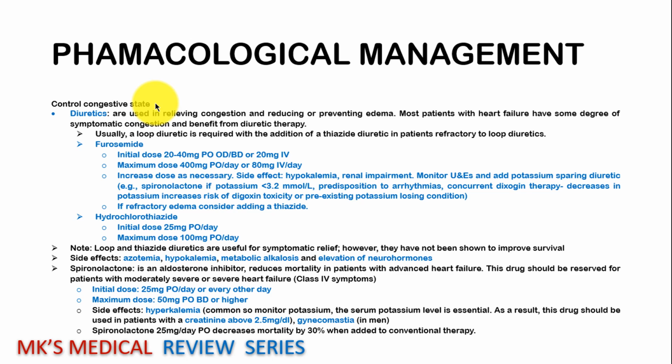You may have some side effects such as hypokalemia, so monitor your electrolytes, and renal impairment. You also want to add a potassium-sparing diuretic such as spironolactone if the potassium concentration is less than 3.2, because remember that these diuretics are going to be losing potassium in the urine. Then, of course, if this patient is also taking digoxin, also give potassium, because hypokalemia can exacerbate the side effects of digoxin.